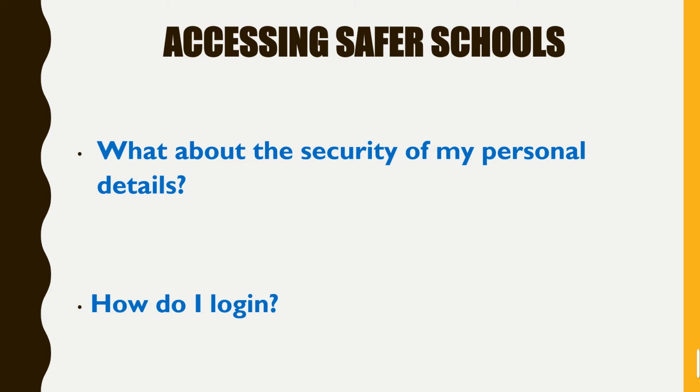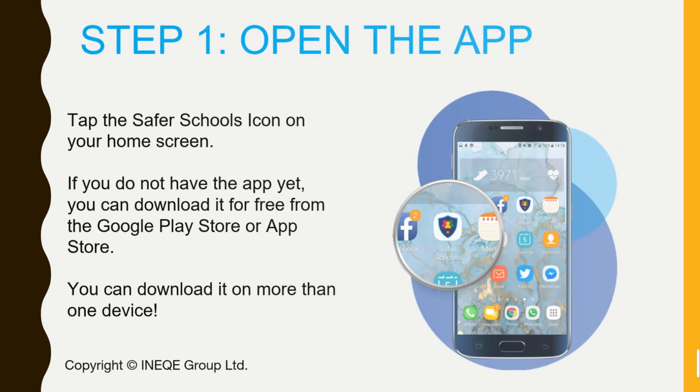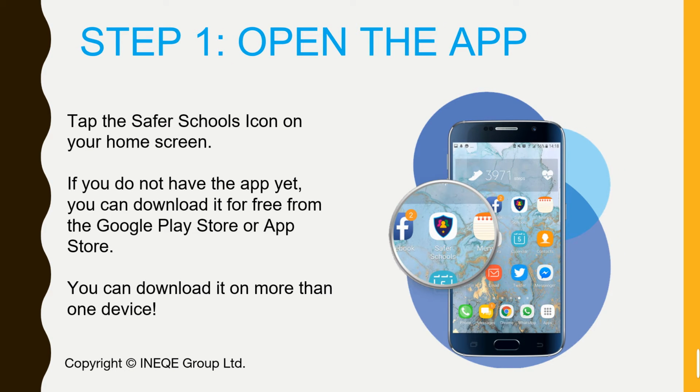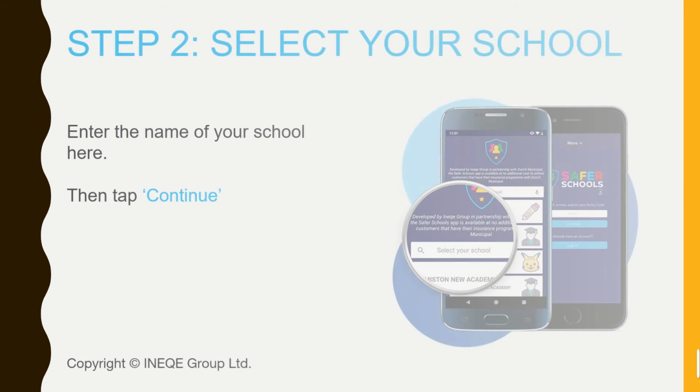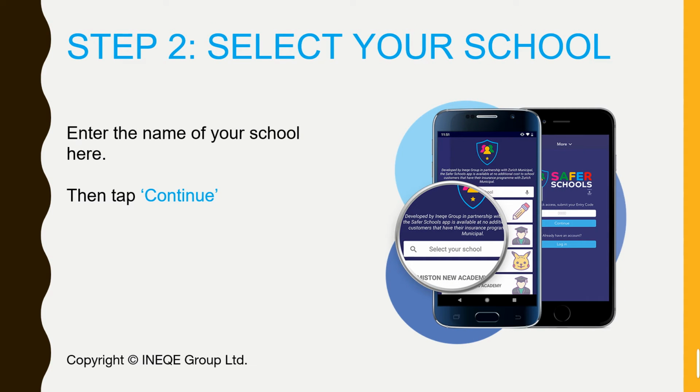As far as logging in is concerned, each group of pupils have different codes. Each group of parents have different codes. So I will give you a code to log into the app. So once you've downloaded the Safer Schools app from the Google Play Store or the App Store, if you open up the app you will see that it's going to ask you to enter the name of your school. Now, if you start to type in Pinderfields Hospital, Crewe, it will find that and you'll be able to click on it and select it.